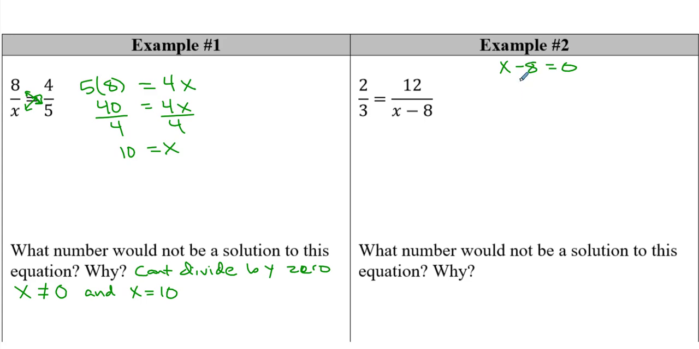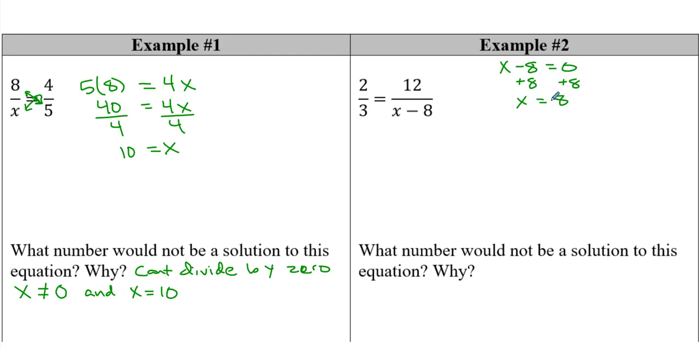So here we got a negative 8. The opposite would be plus 8, and we then get x is equal to 8. So this is not solving for x. This is just solving for that denominator to see what value it would make 0.